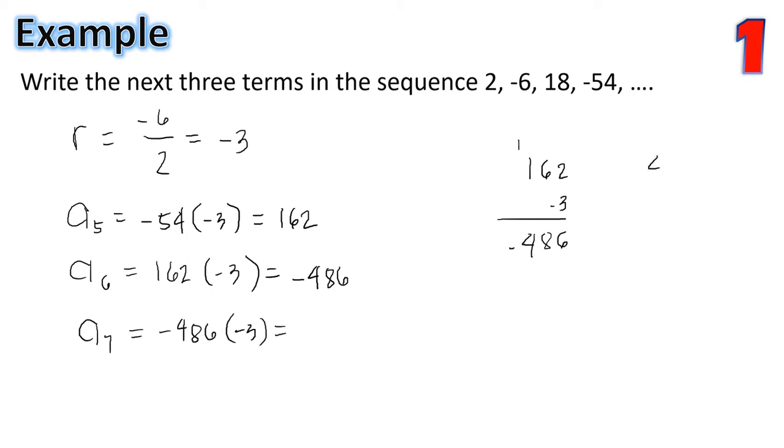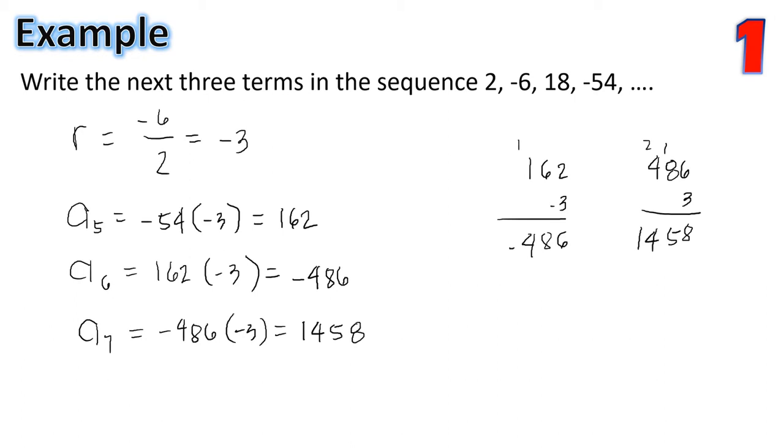So we have 486 times 3. So we have 18. 8 times 3 is 24 plus 1. 4 times 3 is 12. That is 14. Positive 1,458.